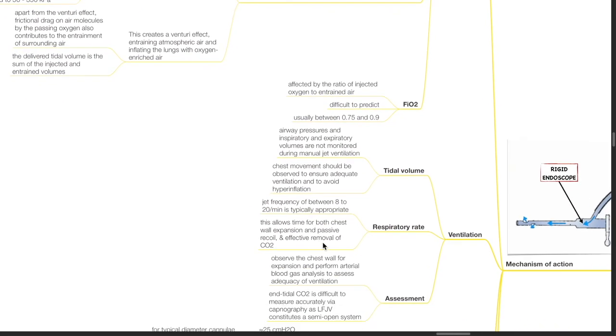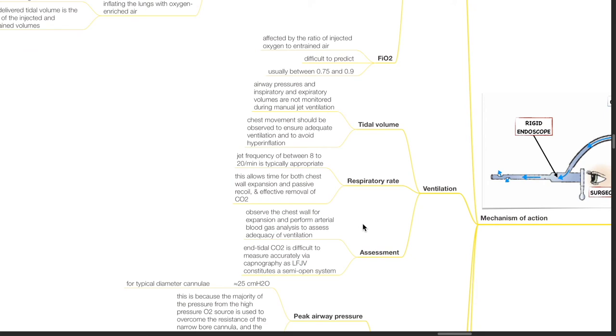0.9. Ventilation. Regarding the tidal volume, inspiratory and expiratory volumes are not monitored during manual jet ventilation. Tidal volume is assessed by observing chest movements to ensure adequate ventilation and to avoid hyperinflation. Respiratory rate. Jet frequency of between 8 to 20 per minute is typically appropriate, and this allows time for both chest wall expansion and passive recoil and effective removal of CO2.